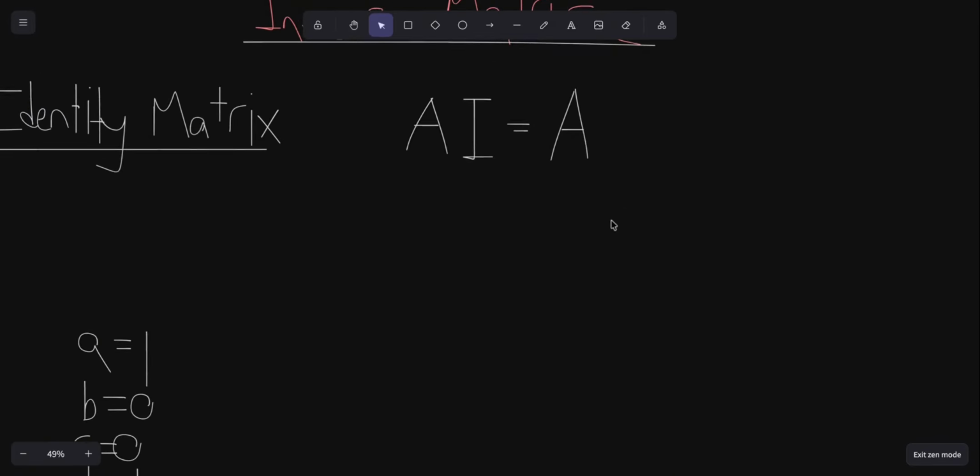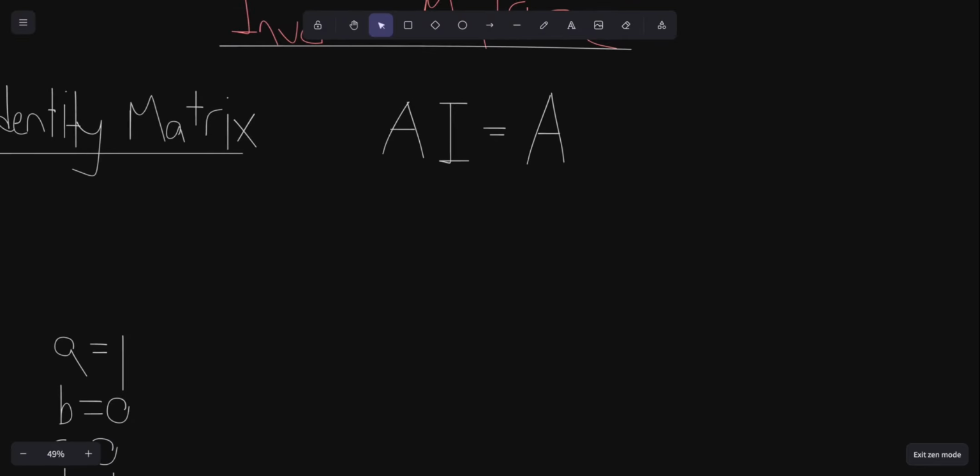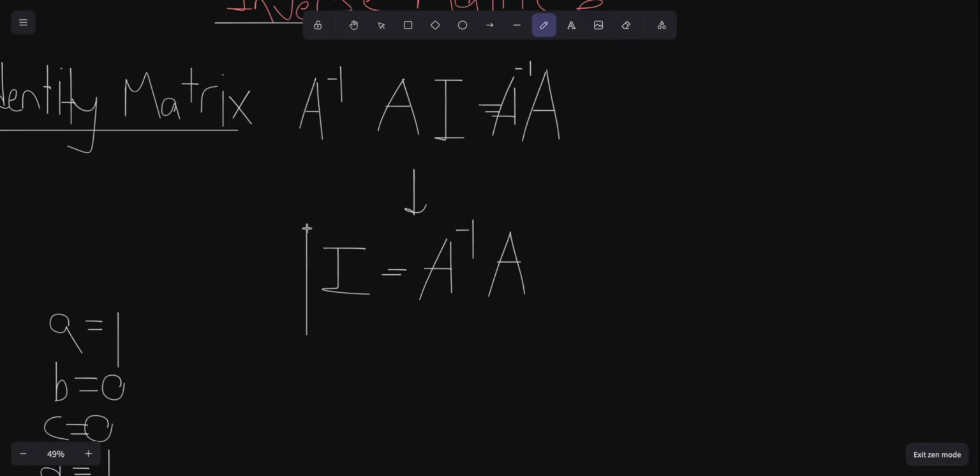So I want a matrix so that if I take the inverse of matrix A, so A inverse on both sides, right? I'm going to get the identity matrix is going to be equal to A inverse times the matrix A. And this is the equation that we want to solve, okay? So I want a matrix so that if I apply it to my original matrix, I just get back the identity matrix.